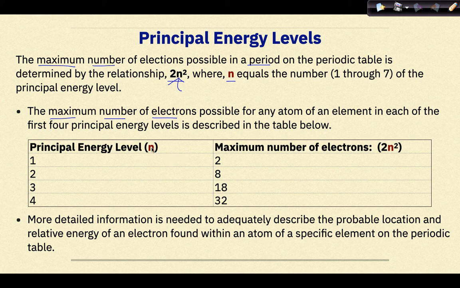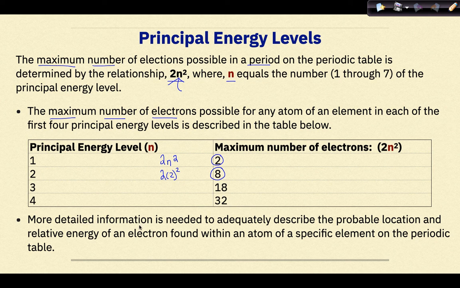So for principal energy level number 1, we know that the formula is 2n squared. So if we substitute a 1 for the n, that's 1 squared is 1 times 2. So the maximum number of electrons is 2. For principal energy level number 2, we'd substitute in a 2 for the n. So 2 squared is 4 times 2. So the maximum number of electrons is 8. And then it's 18, and then it's 32.